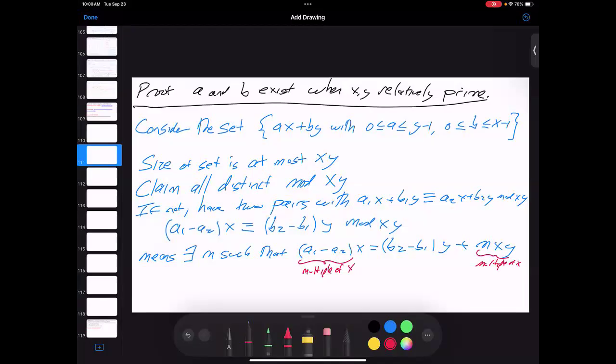So what's the only possibility for (B2 minus B1) times y? What must be true about that? If the left-hand side is a multiple of x, and half of the right-hand side is a multiple of x, what must be true about the other part of the right-hand side? Also, right? If you want, I could bring all the multiples of x to the left-hand side, and then I would get that this has to be a multiple of x. So this whole thing is a multiple of x.